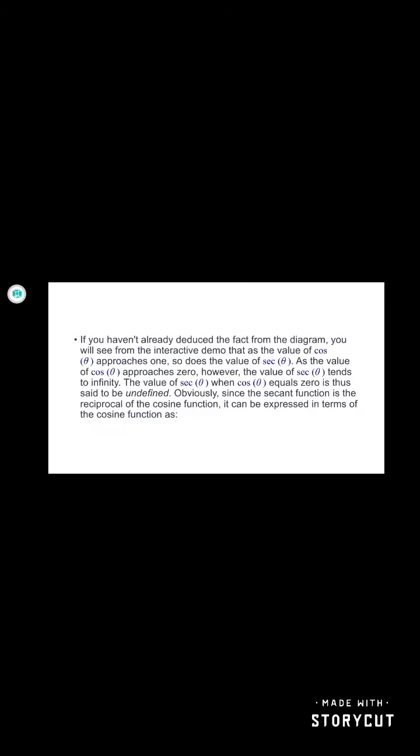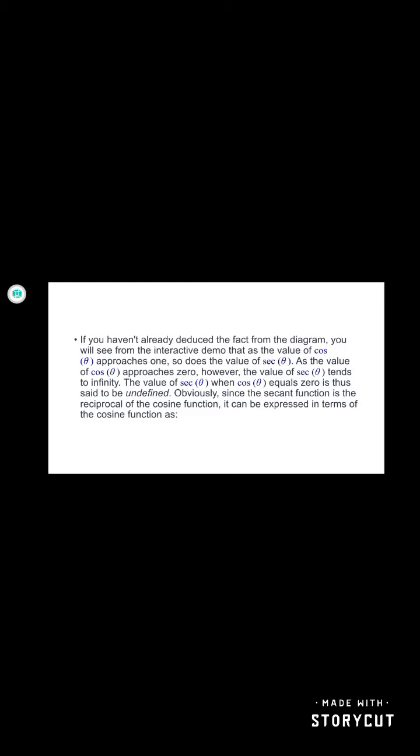Remember that point P is a point on the circumference of the circle whose x and y coordinates represent the values of cos theta and sin theta, respectively. The line segments representing the sine and cosine are also shown. If you haven't already deduced the fact from the diagram, you will see from the interactive demo that as the value of cosine theta approaches 1, so does the value of sec theta.